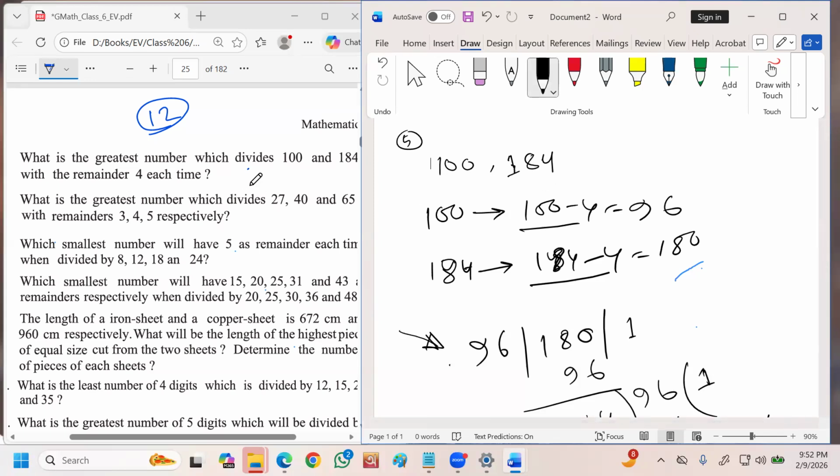Okay. Now, in the problem, they said we have to find the greatest number which can divide 100 and 184.